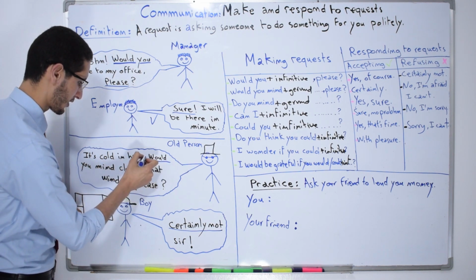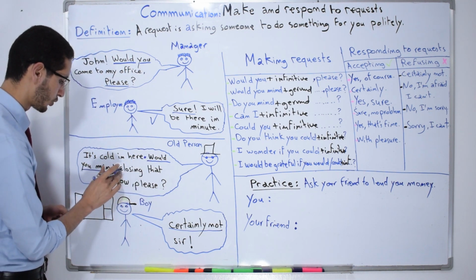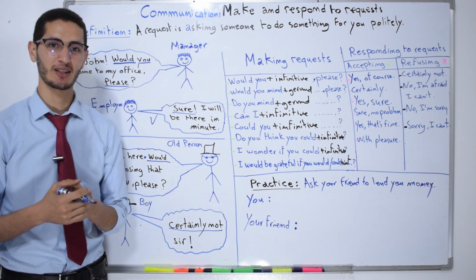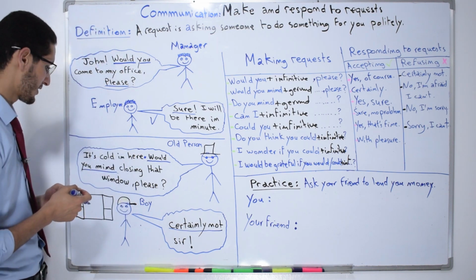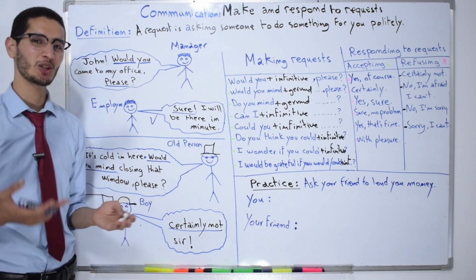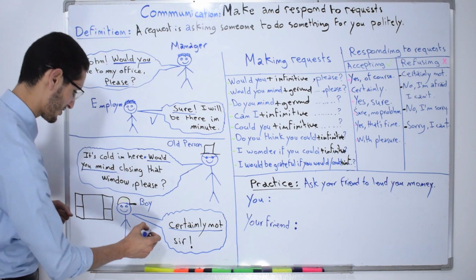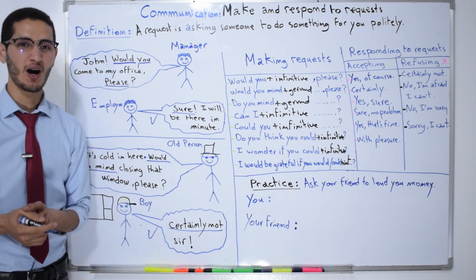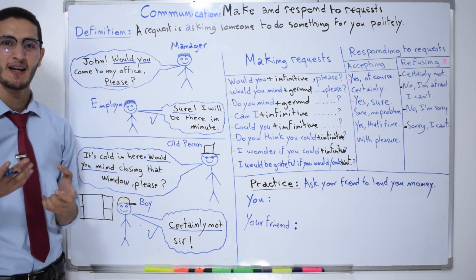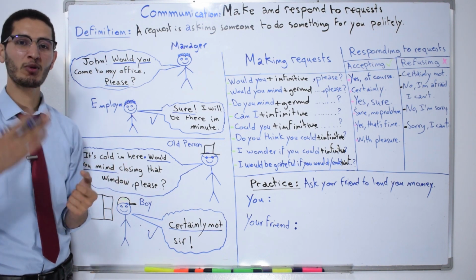Okay, so there is a full stop here. "Would you mind closing, would you mind closing that window, please?" And the boy said, "Certainly not." Do you think that the boy accepted or refused the old person's request? He accepted. You would ask why. I tell you that this expression here is an exception because it means, is it a problem if?